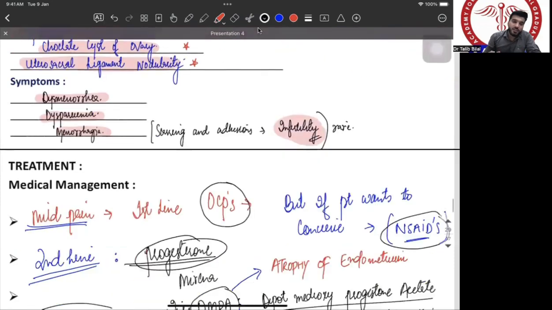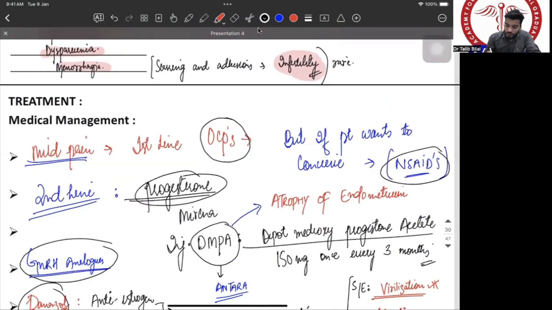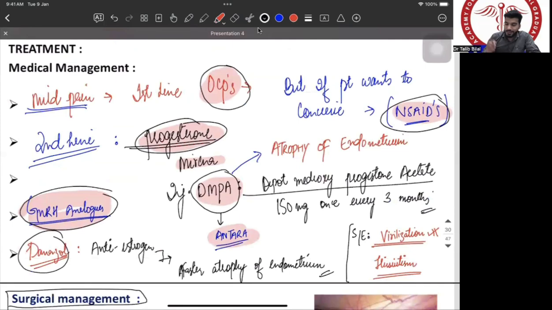The medical management, the drugs that we use: OCPs, progesterone, and NSAIDs, and NSAIDs we use when the patient wants to conceive. We use GnRH analogs that will do the down regulation of the pituitary. We use injection depot medroxyprogesterone acetate. We use progesterone containing IUCD, Mirena. And about this DMPA, one more extra point: it's used in contraception, called Antara, and the dosage is the same, 150 mg once every 3 months.